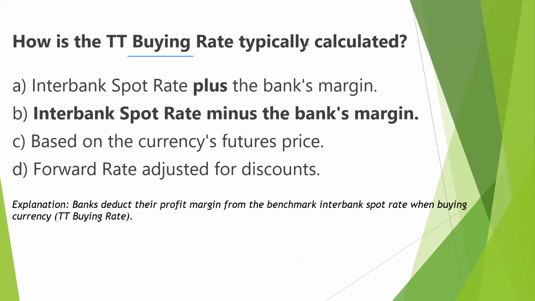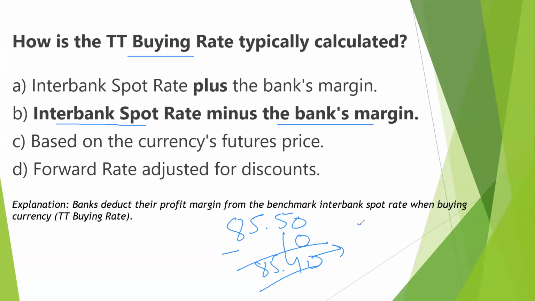So the TT buying rate, how is it calculated? Whatever the interbank spot rate is, the bank will subtract their margin. Suppose the interbank spot rate is 85.50. In this transaction, the bank wants to take some benefit, so they will subtract their margin. Suppose 10 paisa is the margin. In that case, 85.40 rate will be quoted to the customer.